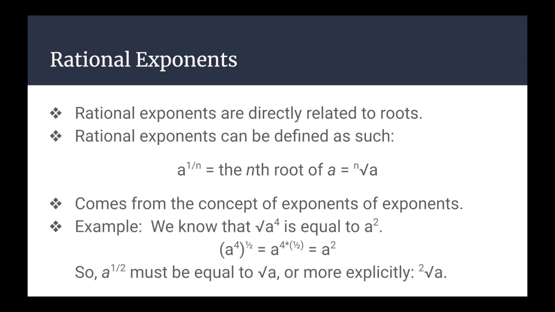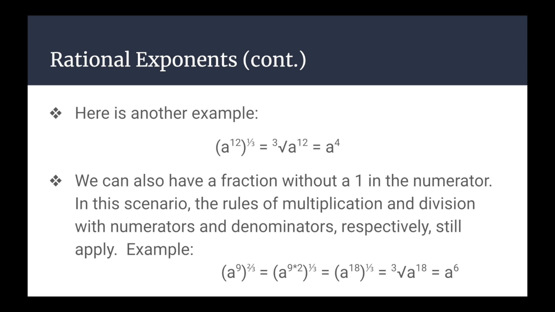For example, we know that the square root of a to the 4th power is equal to a squared. So if we also take a to the 4th power to the 1/2 power, that is equal to a to the power of 4 times 1/2, which is equal to a squared. So a to the 1/2 must be equal to the square root of a, or more explicitly, the second root of a. Here we have another example. a to the 12th power to the 1/3 power is equal to the cubed root of a to the 12th power, which is equal to a to the 4th power.